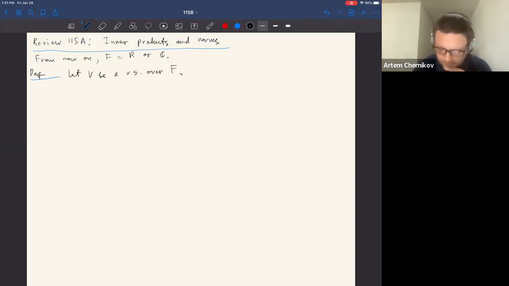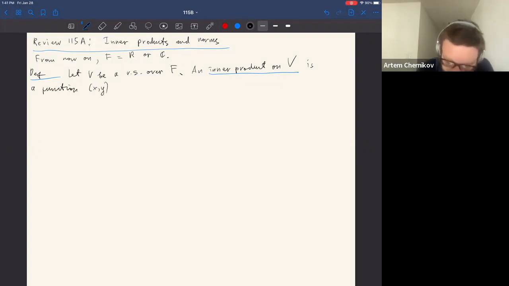Then an inner product on V is a function which takes pairs of vectors x and y and sends them to scalars, where the scalar corresponding to the pair x, y is denoted by these angle brackets, ⟨x, y⟩. So this is a function from V squared to F, and it satisfies a bunch of axioms.